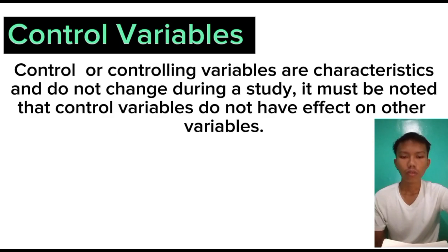Third is control variables. Control or controlling variables are characteristics that do not change during a study. It must be noted that control variables do not have an effect on other variables.